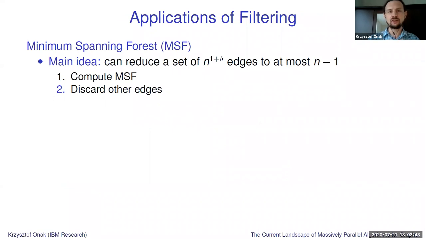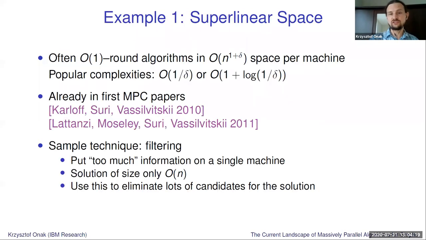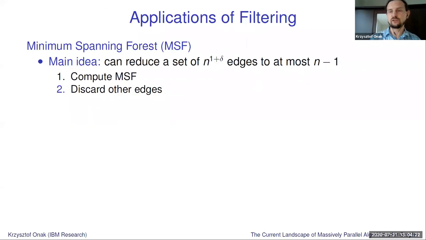So let me mention briefly two applications of filtering. The first one is minimum spanning forest, or a minimum spanning tree if your graph is connected. Basically the idea is that you can take a set of n to the 1 plus delta edges, and you can reduce it to at most, say, n or n minus 1. You look at all those edges, which all have weights. This is a case of weighted graphs. So you compute the minimum spanning forest on what you have, and the edges that didn't make it to the minimum spanning forest can be discarded.